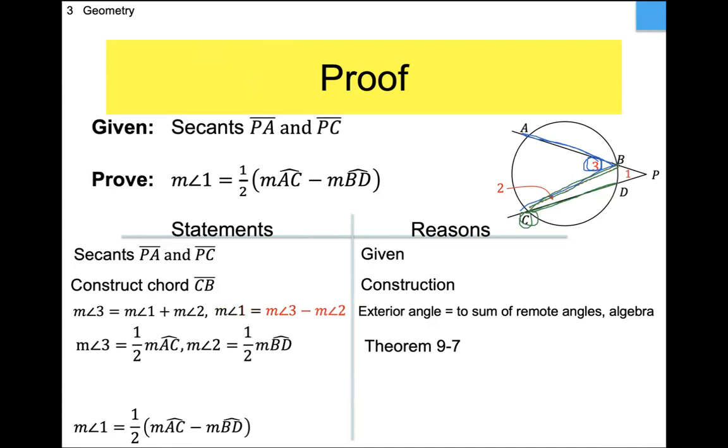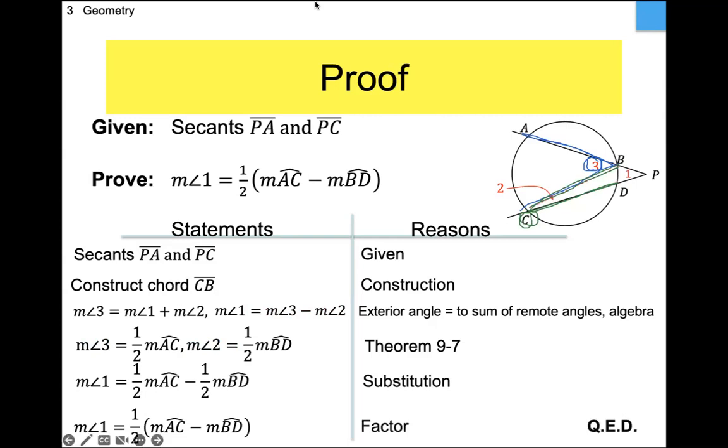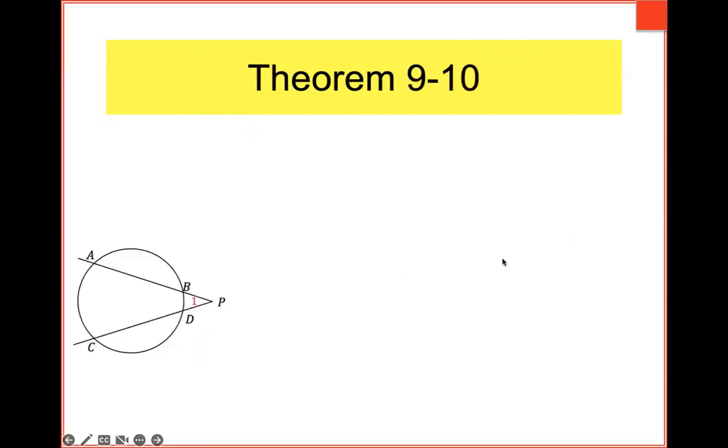So let's see, 3 is 1/2 AC, 2 is 1/2 of BD. So that's my substitution. And then the same thing as the previous one. I'm just going to factor out a half and I'm done. Okay. Let me clear out that mess right there, and we'll write down the theorem. All right, so this is theorem 910.